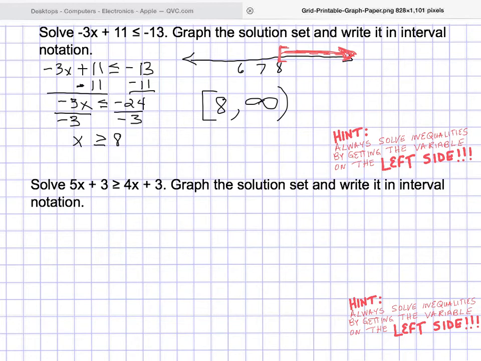Here's another one. 5x plus 3 is greater than or equal to 4x plus 3. Let's solve. 5x plus 3 is greater than or equal to 4x plus 3. Okay, I want to get the x's on the left side. So I'm going to subtract 4x from each side. 5x on the left minus 4x gives me x. Bring down the plus 3. It's greater than or equal to 3.